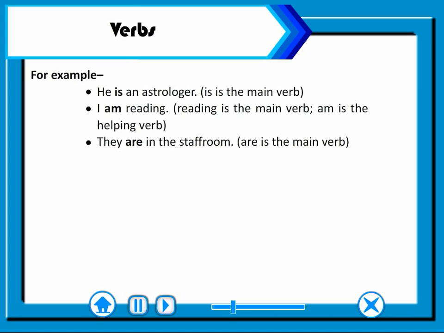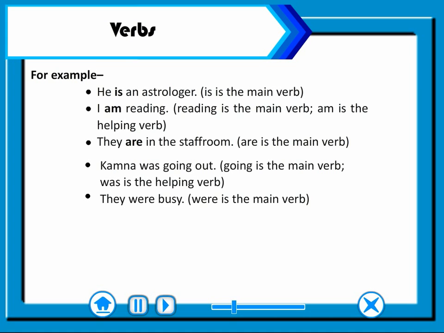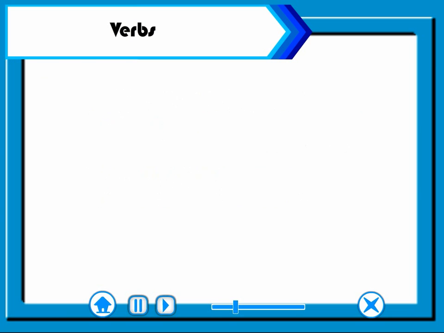They are in the staff room. Are is the main verb. Kamna was going out. Going is the main verb. Was is the helping verb. They were busy. Were is the main verb.